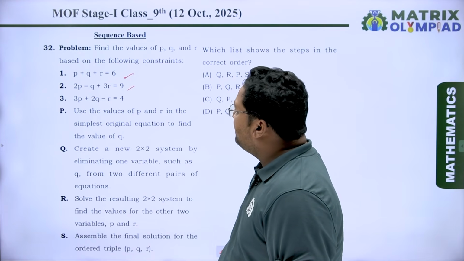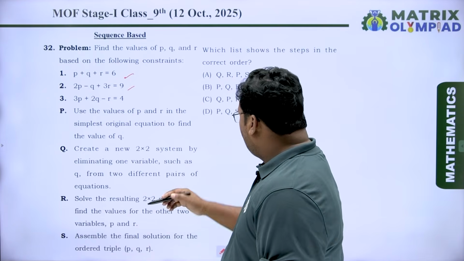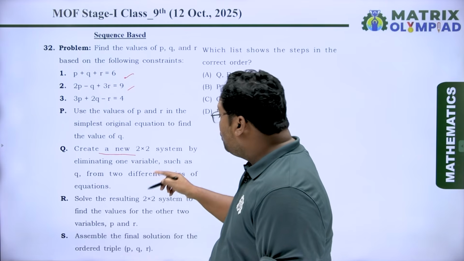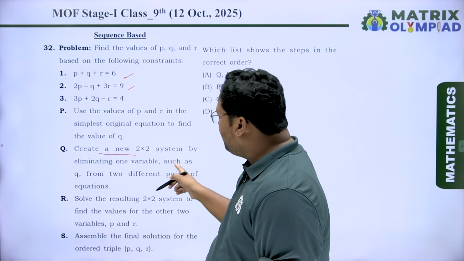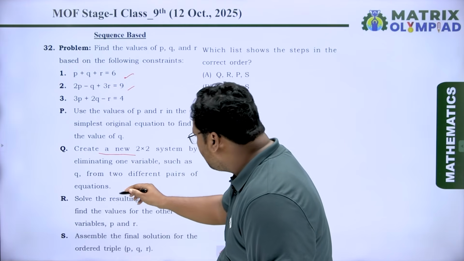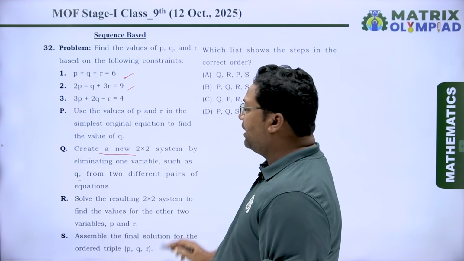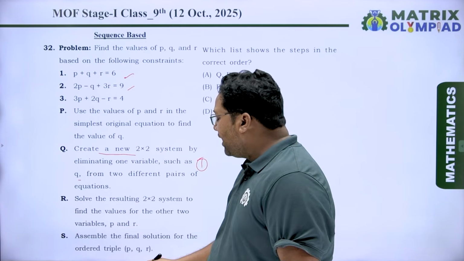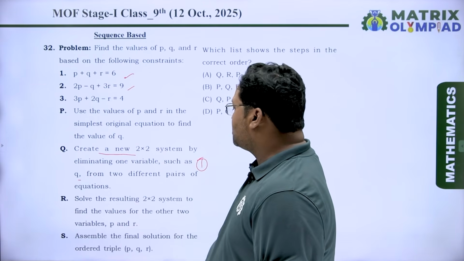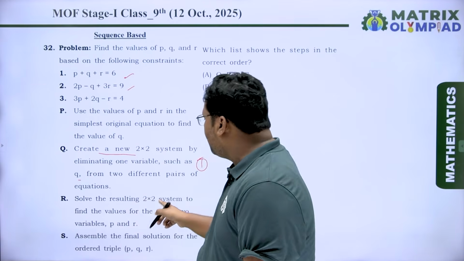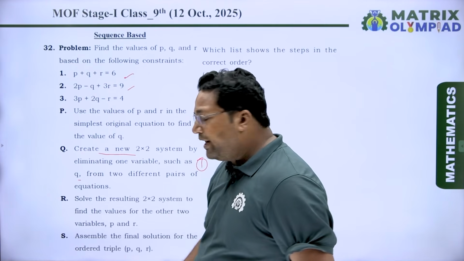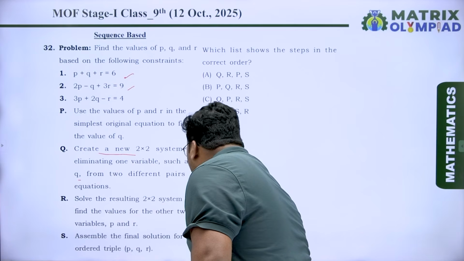Third is given 3P plus 2Q minus R equal to 4. So first of all, we have to create a new 2 cross 2 system by eliminating one variable, such as Q, to form two different pairs of equations. So this is our first step. Next we have to solve the 2 cross 2 system of equations. So solve the resulting 2 cross 2 system to find the values for the other two variables, P and R. So this is our second step.